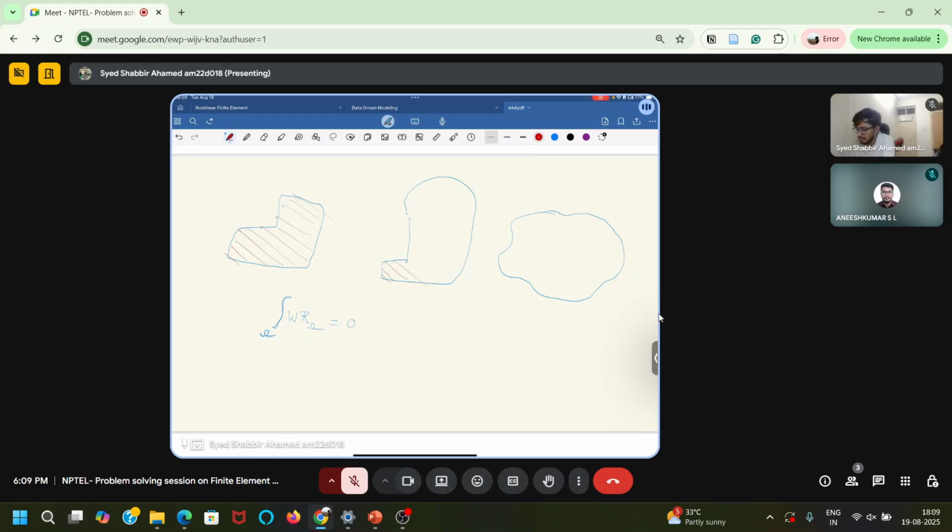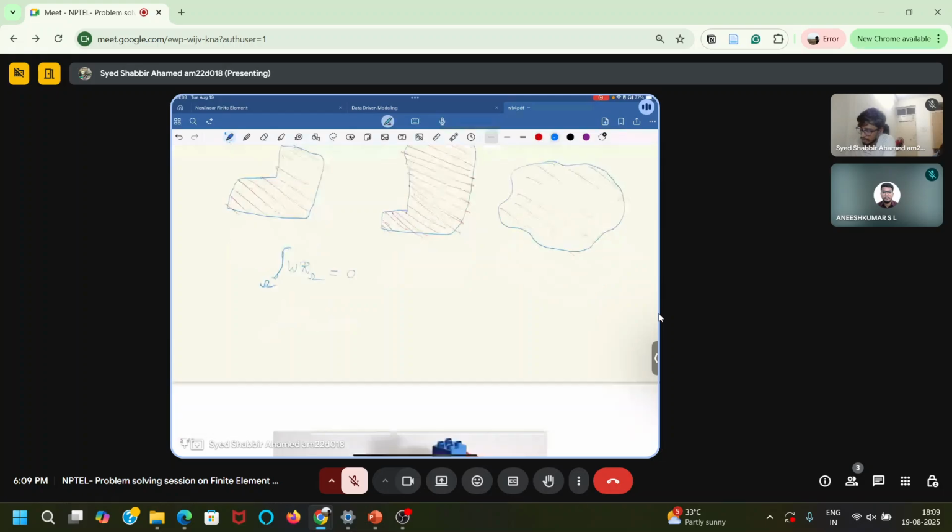whatever region we want to evaluate the structure in, that is nothing but the domain. So this is the domain. This is the domain. This is the domain. For a simple bar problem, a line is the domain. So this line is the domain. For a beam also, this is the domain.